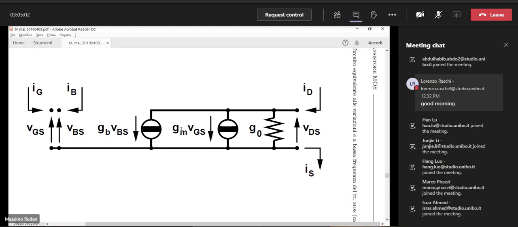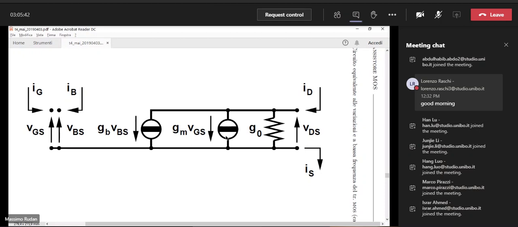Then gm contributes to the drain current with the term gm times VGS. So this portion of the drain current that flows into this branch is a current that is controlled by the voltage VGS that belongs to another port with respect to the current ID. So this branch must be represented as a current generator controlled by a voltage.